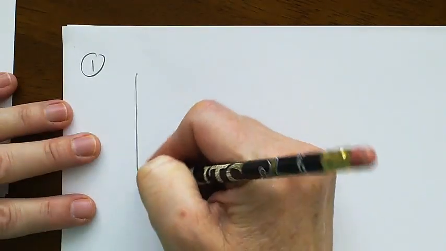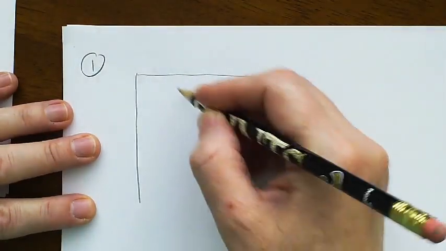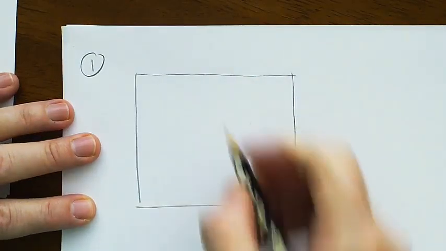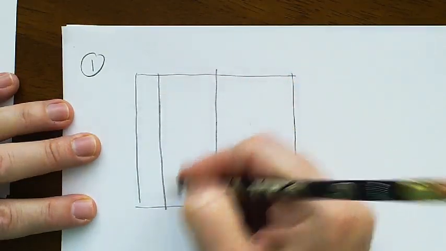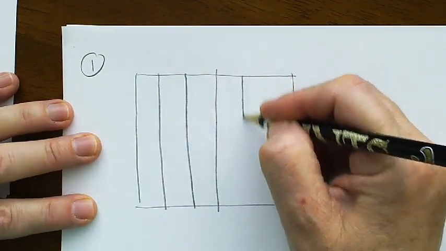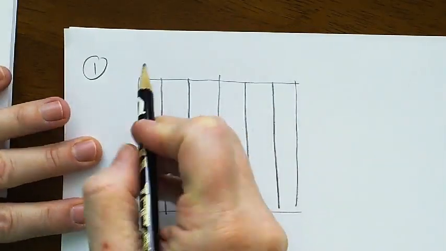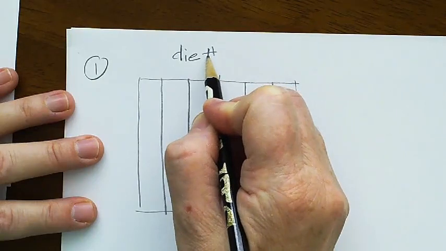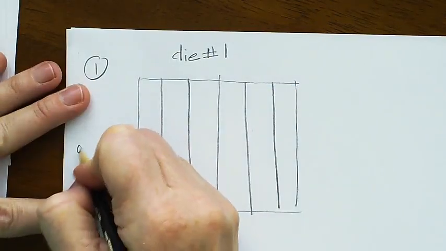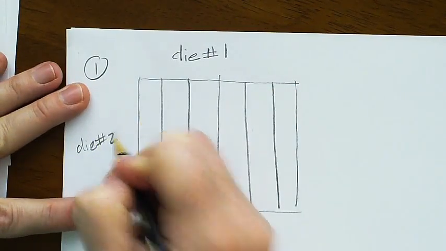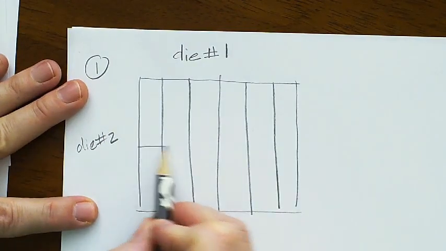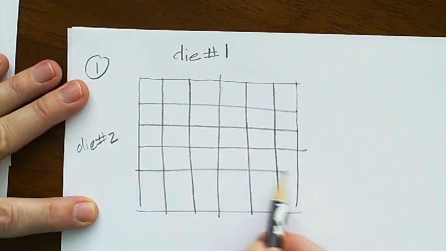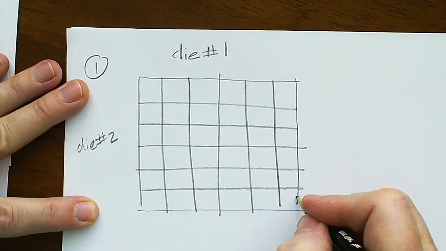So I think we can quickly sketch this out. Okay, so you have 1 six-sided die, so die number 1 and die number 2. Dice is plural for die. Okay, so I'm creating a 6x6 table.